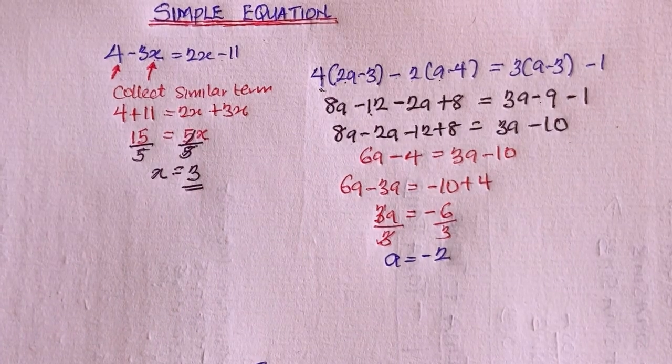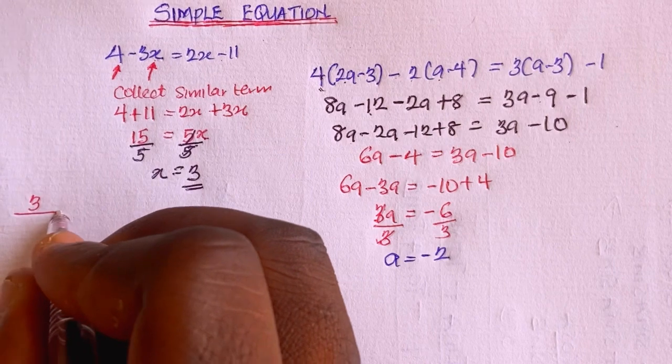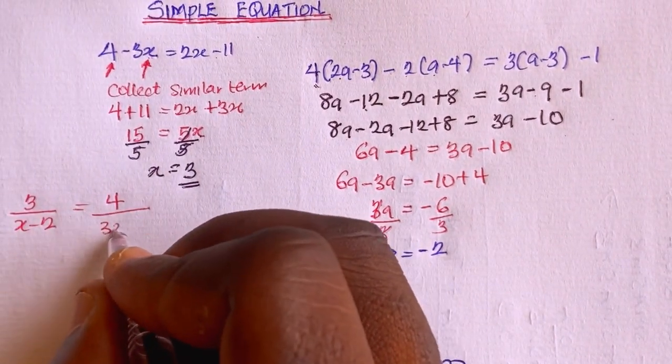Now suppose we are given another expression, which is 3 divided by x minus 2, which is equal to 4 divided by 3x plus 4.